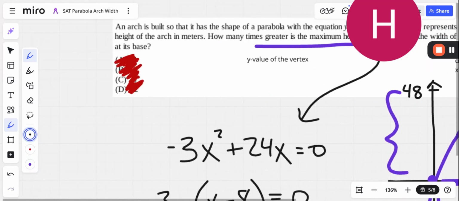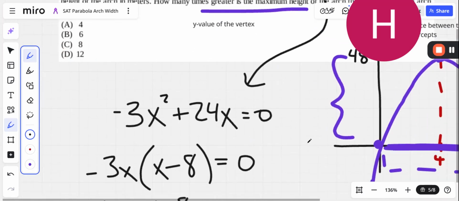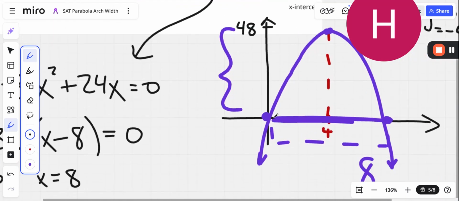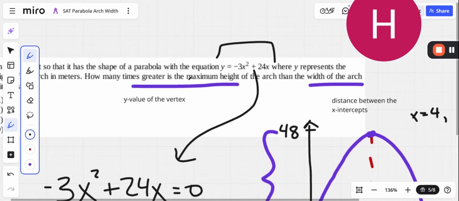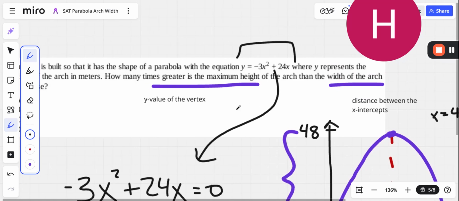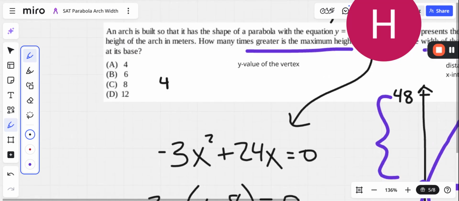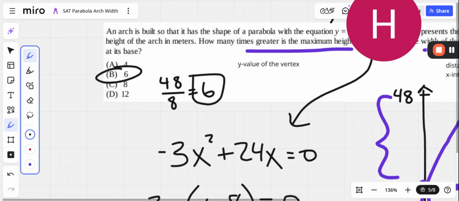So let's reveal some of the answer choices here. Well, of course, 48 is not there. 8 is there as the width, but we don't want the width or the height. We want how many times greater is the height than the width. So we're going to have 48 as the height divided by 8, which is the width, and that just gives us 6. Okay, so it took a couple minutes to break that down, but I wanted to do it carefully.